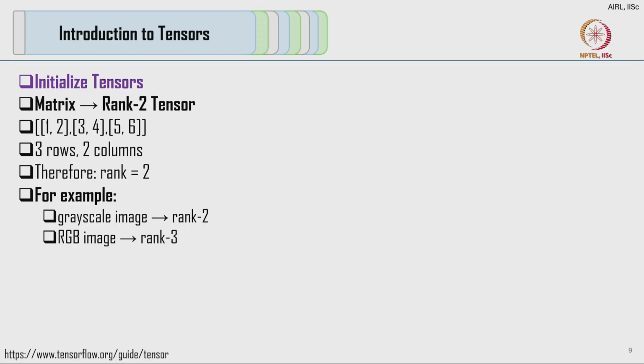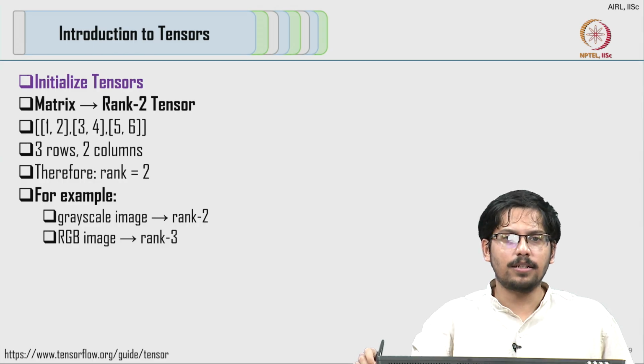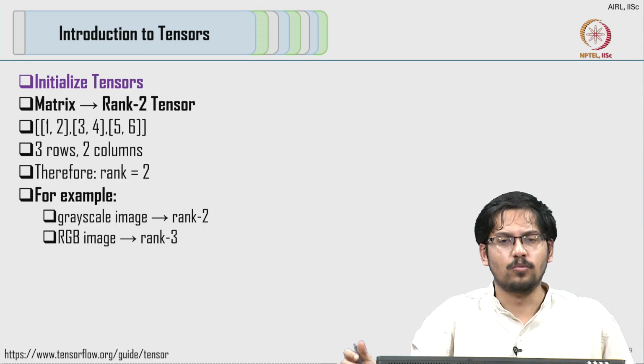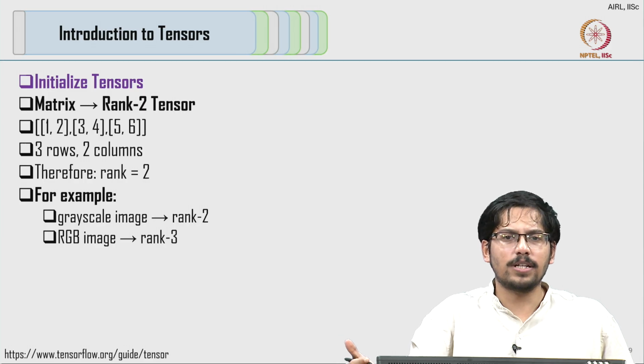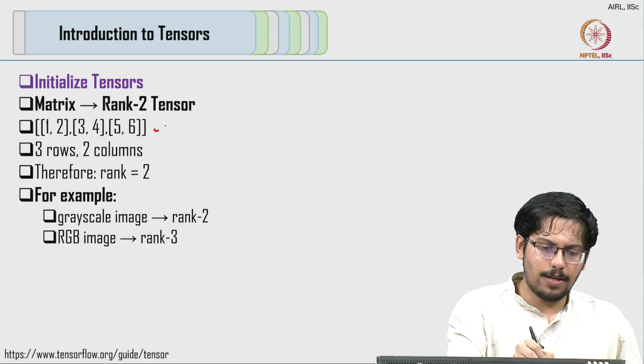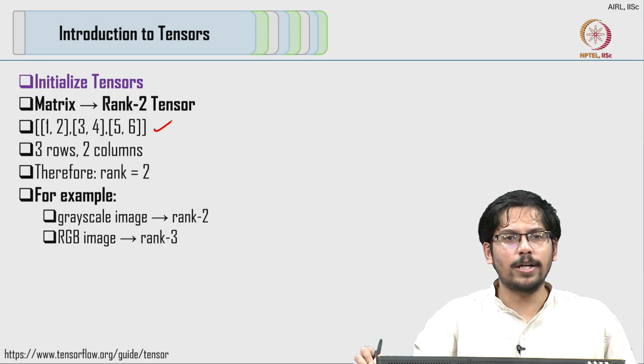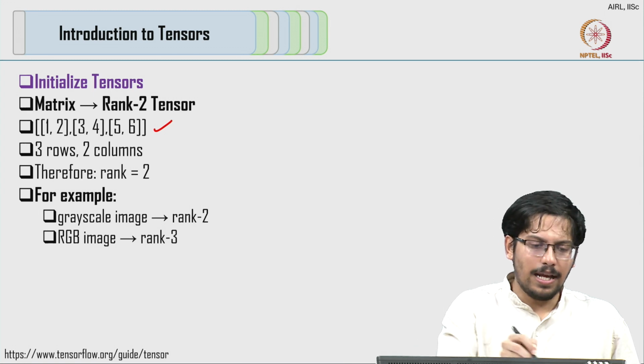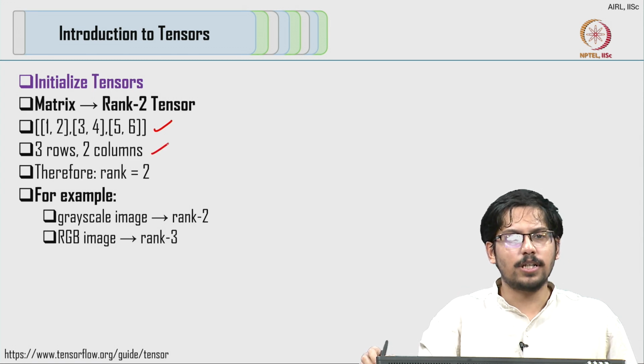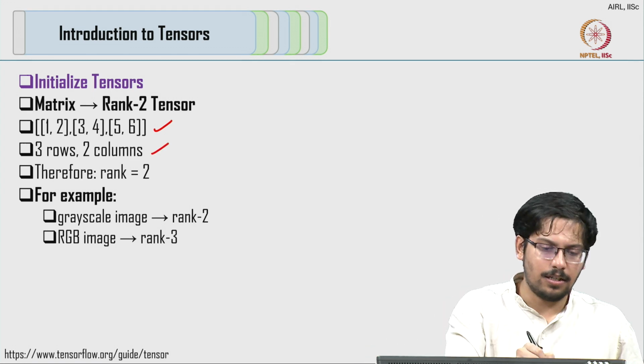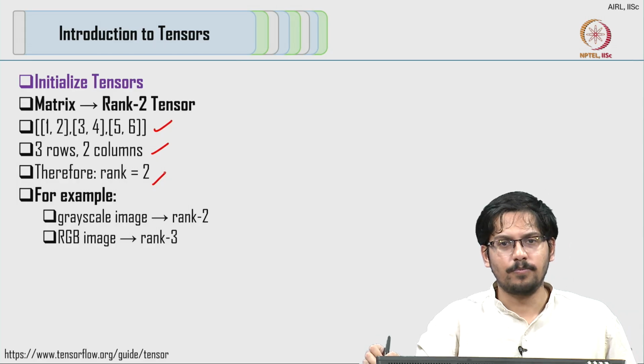Now, let us define or initialize the tensor, which is a rank 2 tensor, which could also be defined using a matrix. So, the example here is the matrix which is 1, 2, 3, 4, 5, 6. Essentially, there are 3 rows and 2 columns, and hence it is a rank 2 tensor, right.